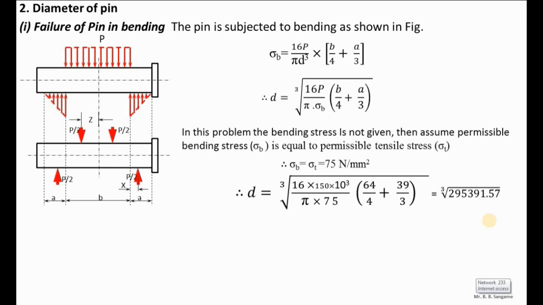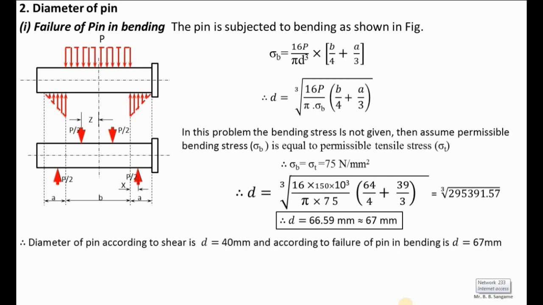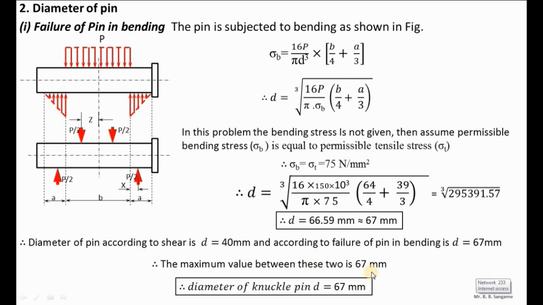Let us calculate the diameter d. After the simplification I found that the diameter of the pin d is 66.59. I have rounded it to the next digit, 67 mm. In the previous slide I calculated the diameter of the pin in shear, which was 40 mm, and the diameter of the pin in bending is 67 mm. So let us select the maximum one. The maximum value is 67 mm. So I am going to select the diameter of the knuckle pin as 67 mm.